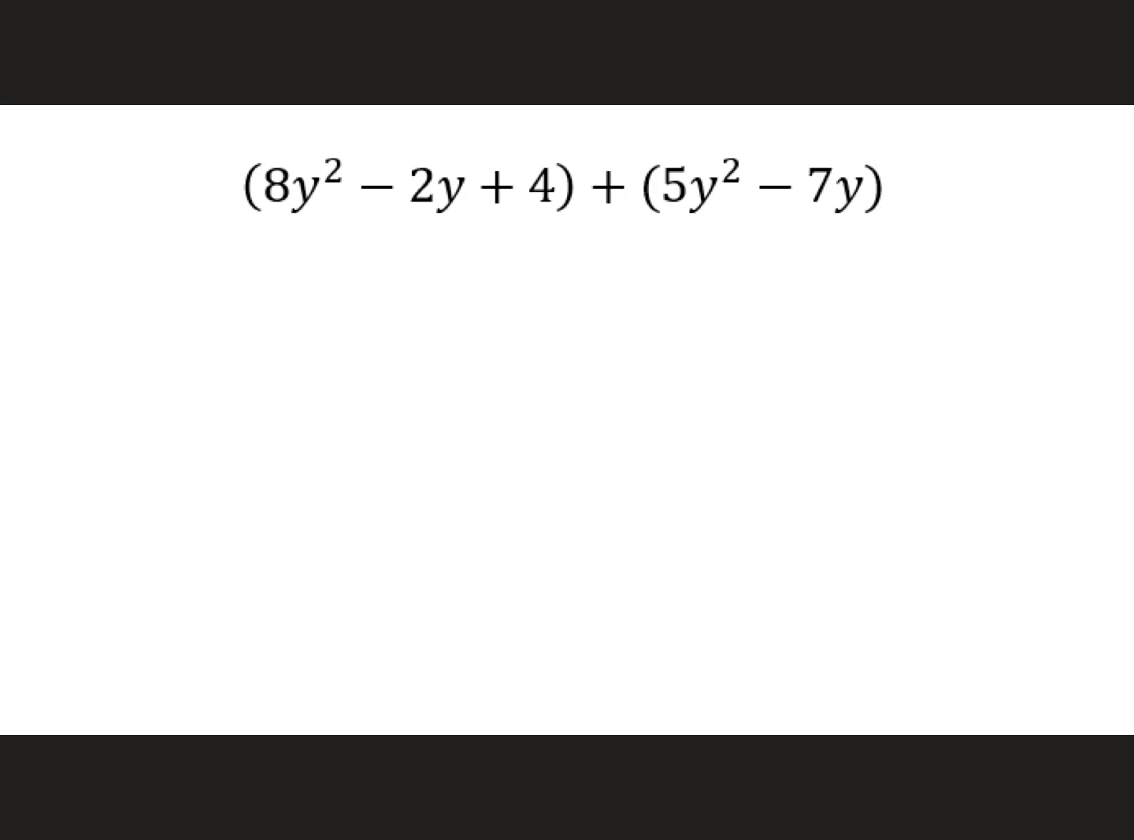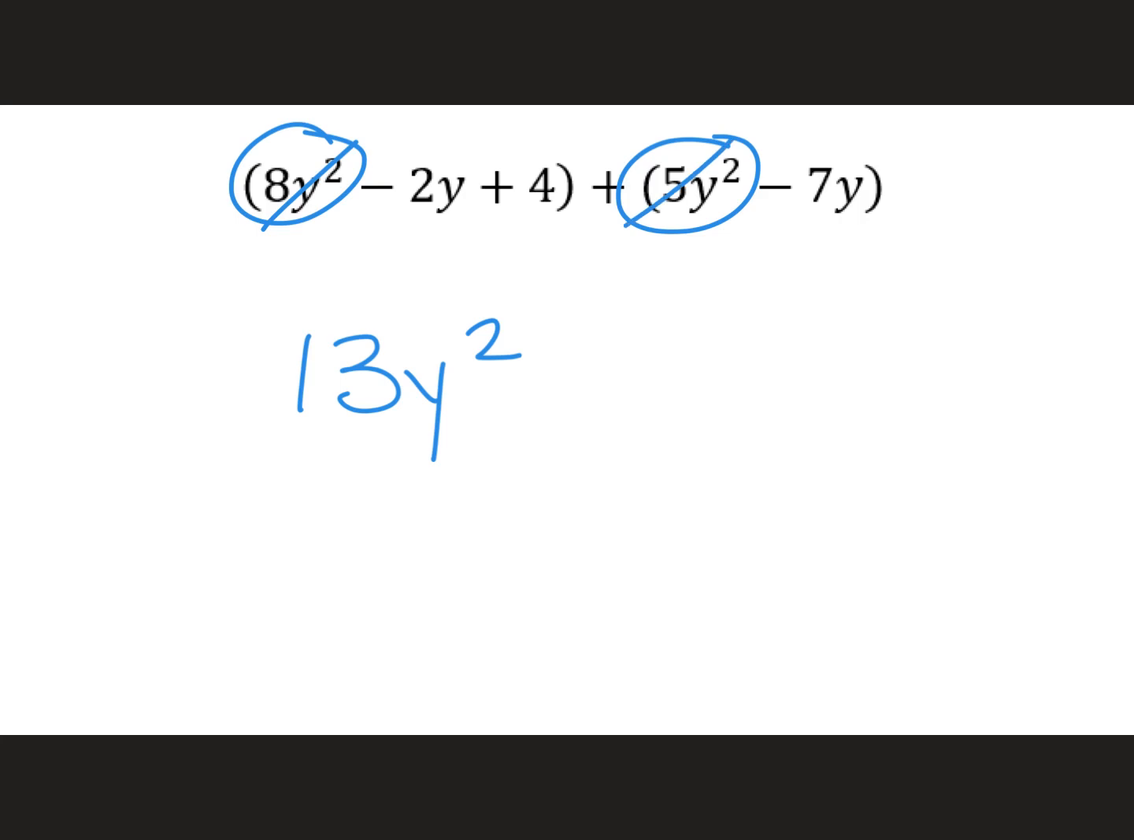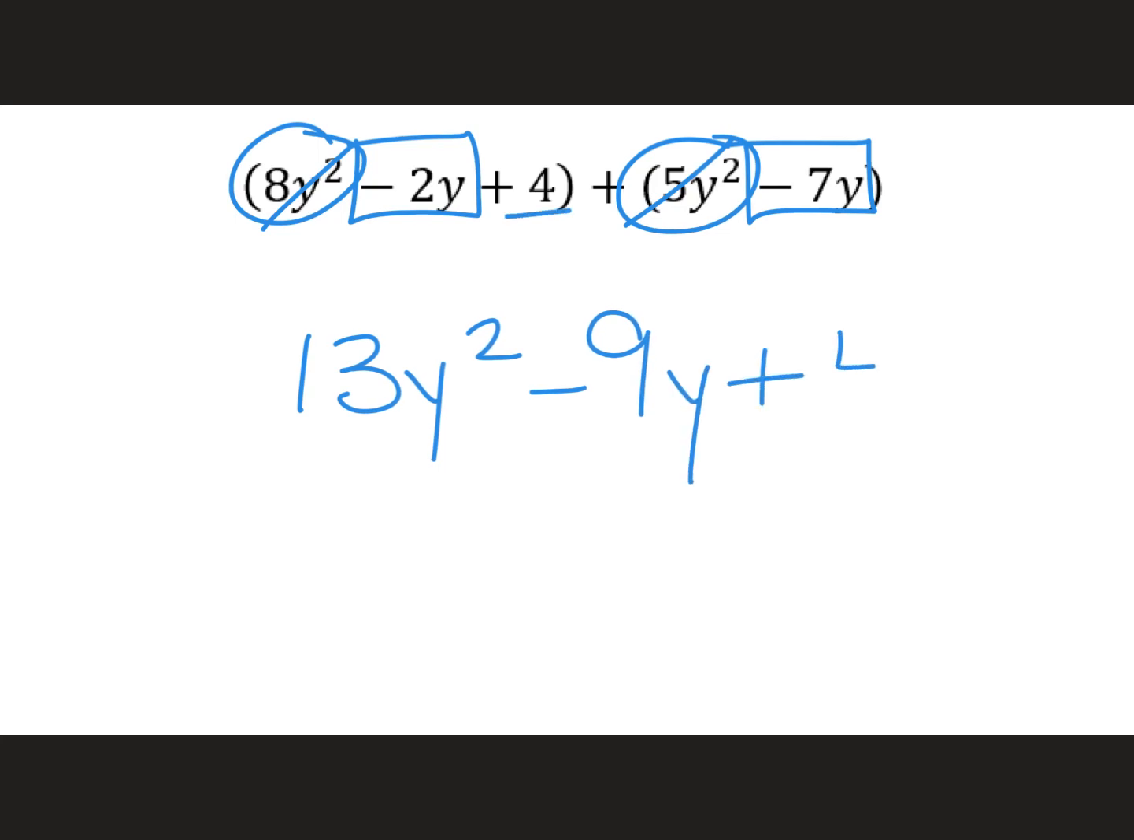Alrighty, here we go. We have the y squareds, and so that would be 13y squared. And then I have the y's. Negative 2y plus negative 7y is negative 9y. And then finally, my 4. That's it. That's pretty easy, right?